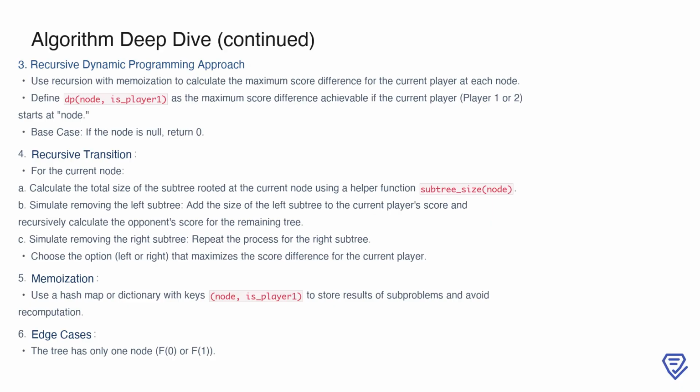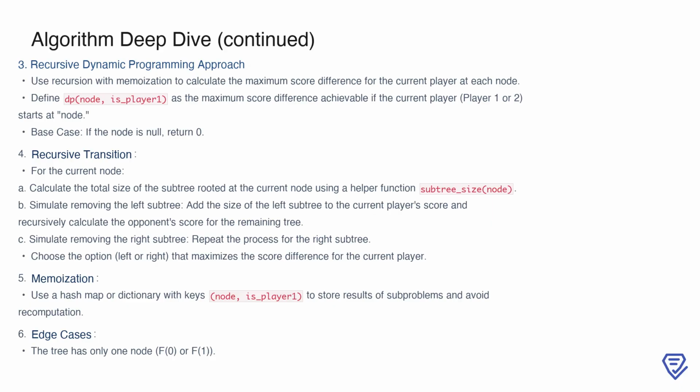For each node, we first calculate the size of the subtree rooted at that node. Then we simulate the two possible moves, removing the left subtree or the right subtree. Removing the left subtree adds its size to the current player's score, and we recursively calculate the opponent's score for the remaining tree. The same logic applies when removing the right subtree. The player chooses the move that maximizes their score difference.